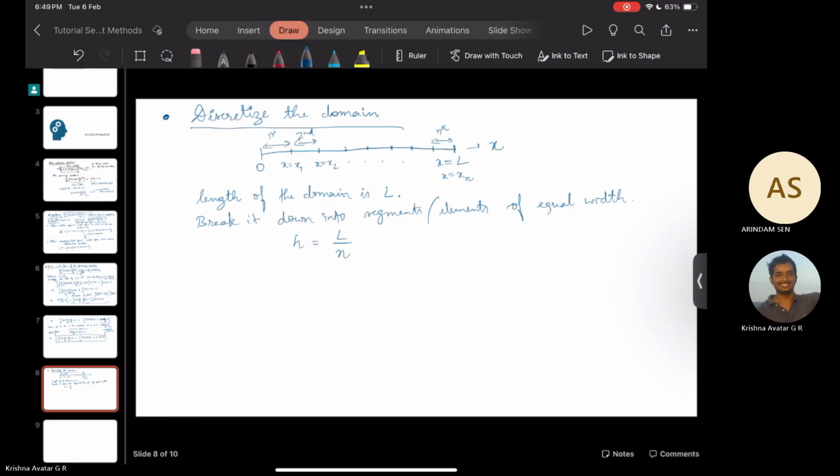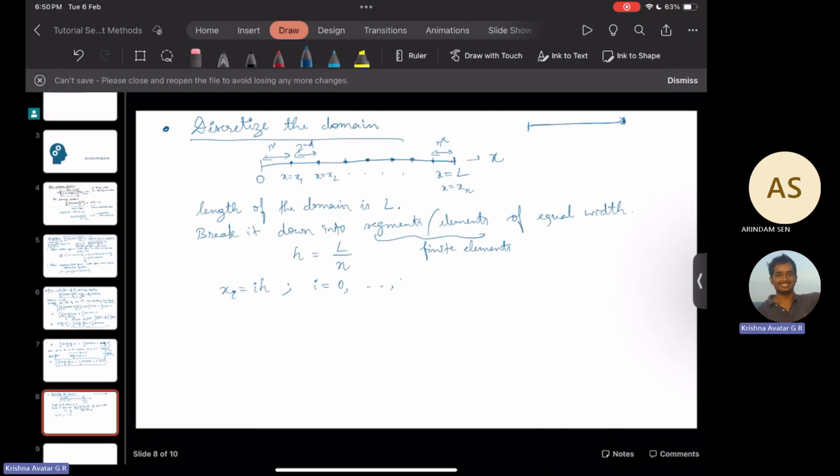Right? So essentially, initially our problem was a continuous domain. Now we have broken it down into n elements, and that is where the name of this method comes from, finite elements. And once we have the width, we can have some points called nodes. The ends of every element are called nodes. So x equal to xi equal to i times h, where i runs from 0 to n.